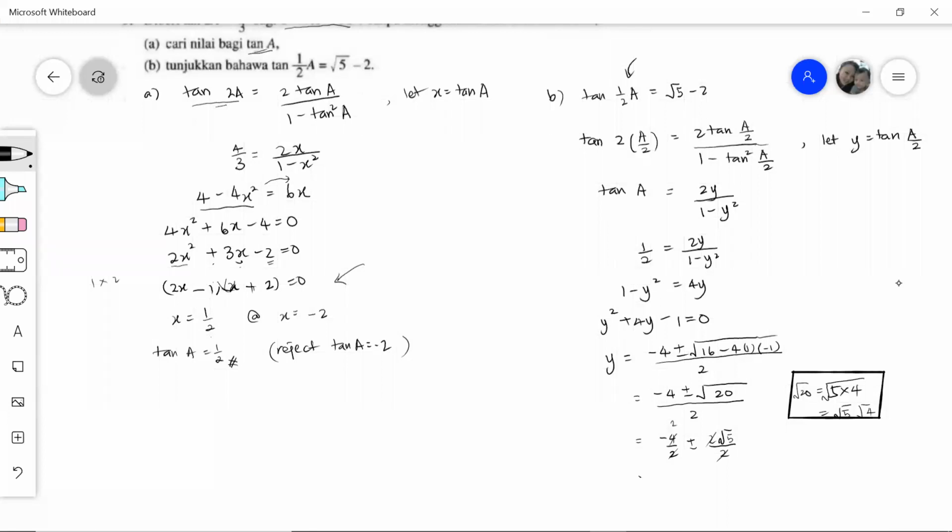root 5. Negative 2 plus minus root 5, but we reject the negative part. Why? As I mentioned, if A is in the first quadrant, the tangent value in the first quadrant will always be positive. So we reject negative 2 minus root 5. So we have just proven that tangent half A equals root 5 minus 2. So proven. That's it.